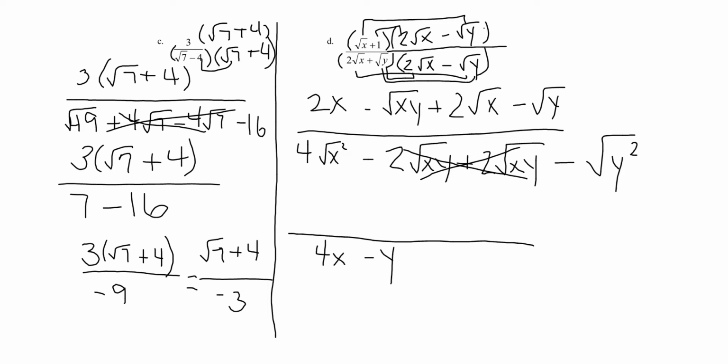And then on the top, we said before we can't do anything, so we're just going to rewrite it: 2x minus the square root of xy plus 2 square root x minus the square root of y. And that is simplified as much as we can by rationalizing our denominator, and we are done.